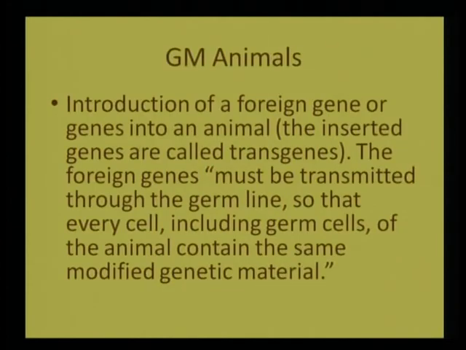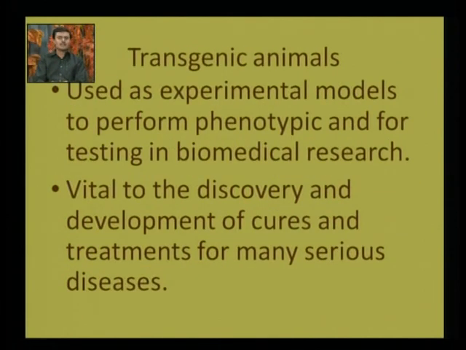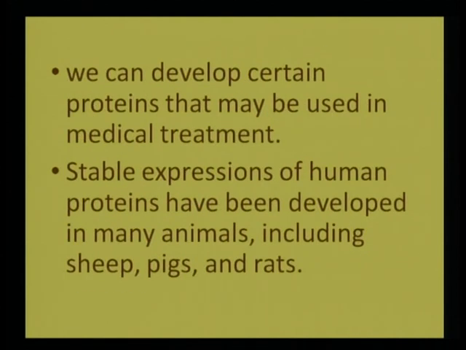Now our last group of discussion is GM animals, which involves the introduction of genes into the germ cells of animals, so we can modify such cells. Transgenic animals or experimental models are generally produced mainly for research purposes, so various vital discoveries can be developed. Stable expression of human proteins has been developed in many animals, including sheep, pigs and rats.